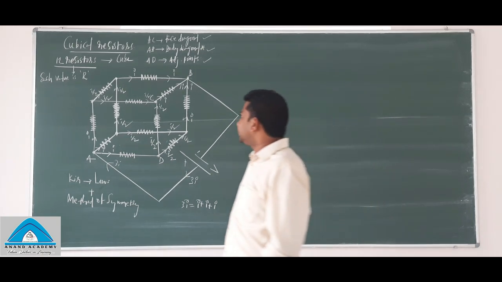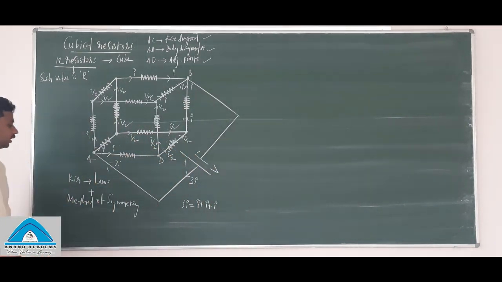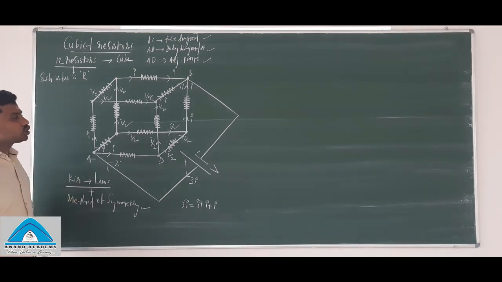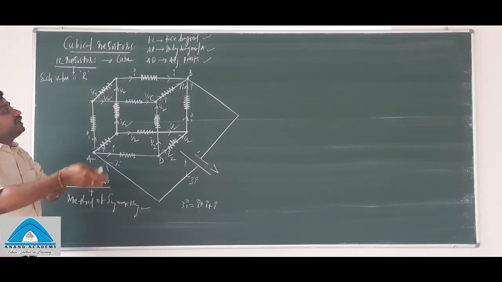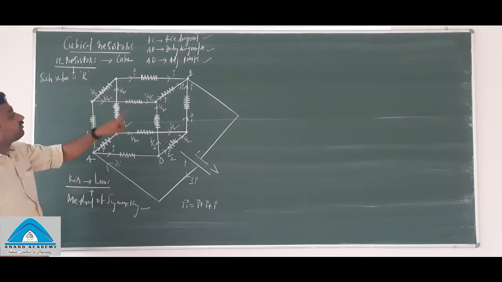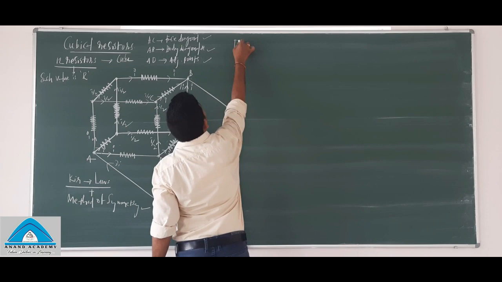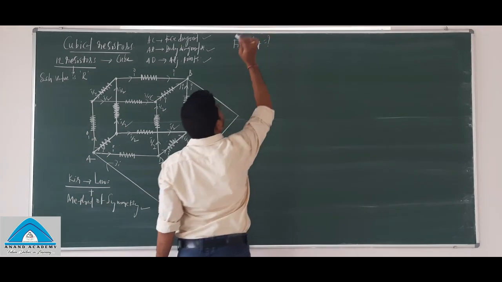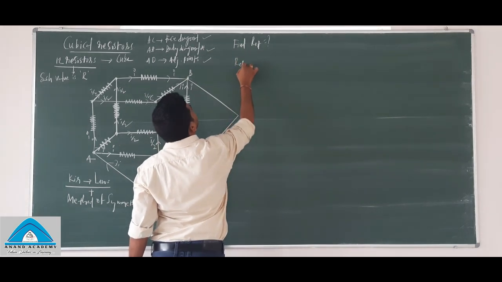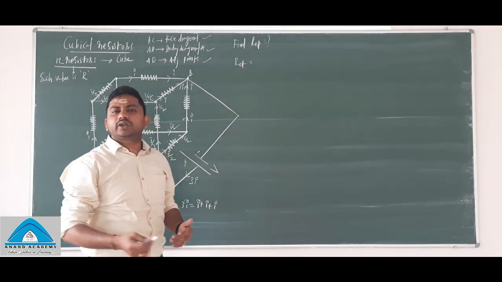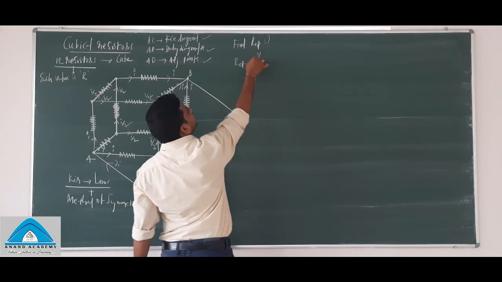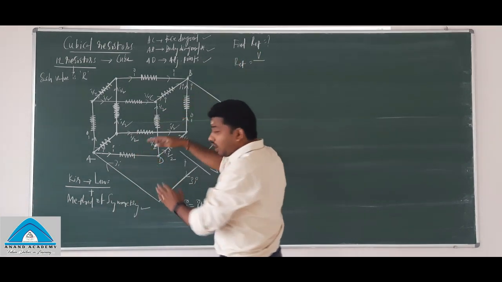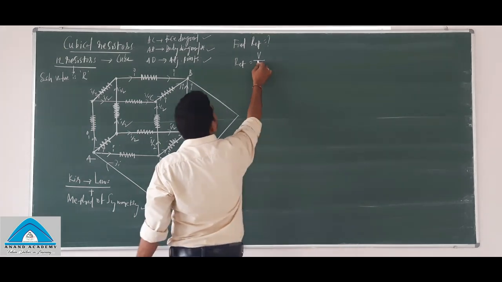So just concentrate here. What is our concept here? Method of symmetry we have used 100%, and Kirchhoff's laws let us use here. So we need to find the effective resistance, right? So find R effective. To find R effective, V is equal to IR, R is equal to V by I. So the total potential difference of the cell by total current.